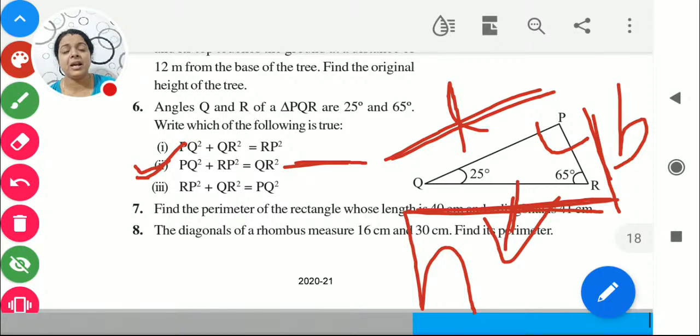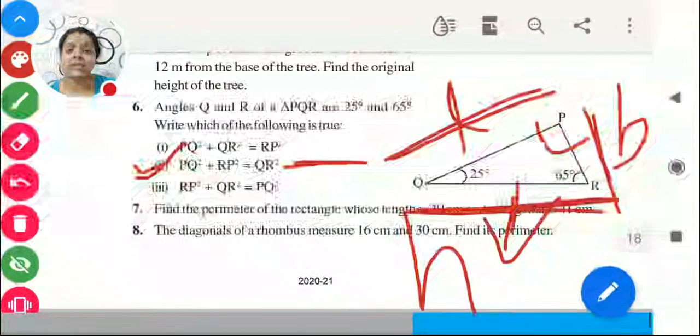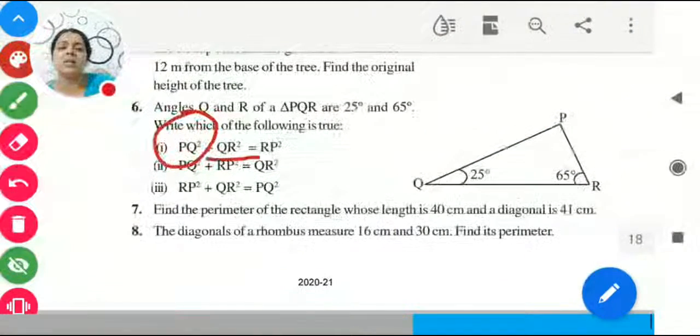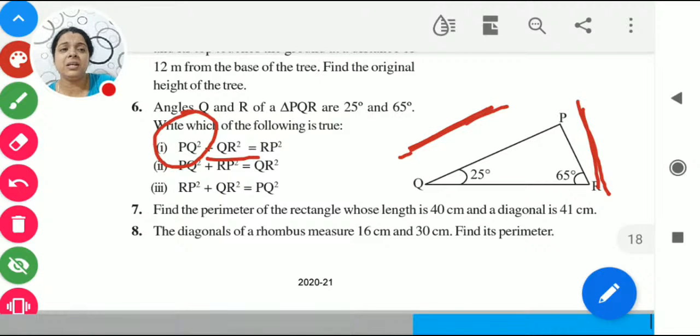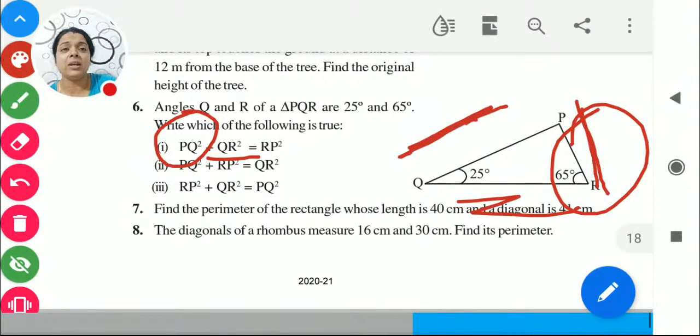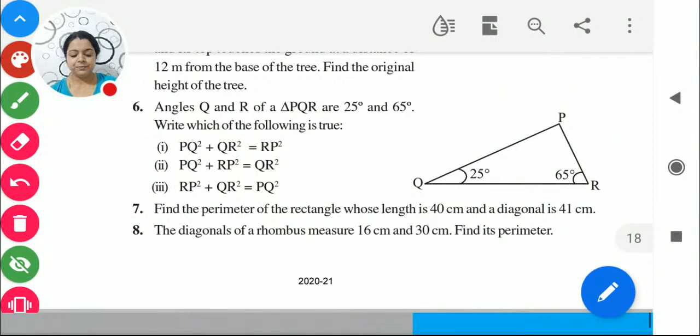So here you find the second one is actually the correct answer. Rest both are incorrect, because plus QR square is equal to RP square. Is it ever possible that when you add up these two and you're finding the third one? Never possible. Now coming to the next one, it's question number 7.